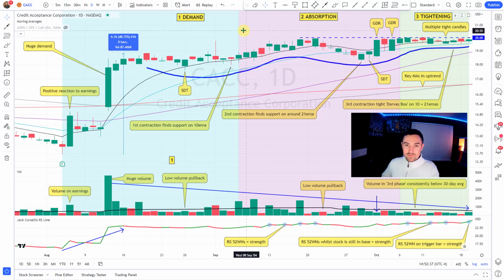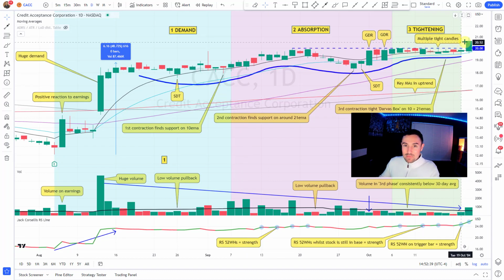Then if I just play this forward one bar, as it breaks out, you have a 52-week high on the breakout bar as well. I love 52-week highs on the breakout bar, and even stronger, if you see a 52-week high on what I call the trigger bar, which is where volume really dries up sideways. It's the final piece of the proverbial jigsaw puzzle coming together.